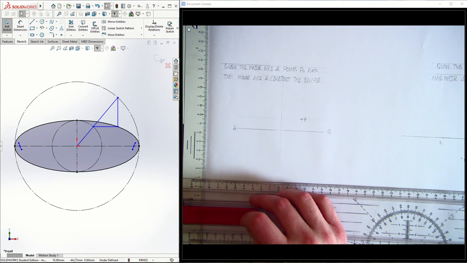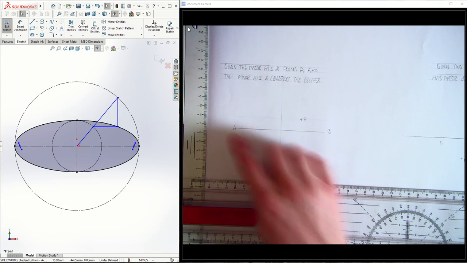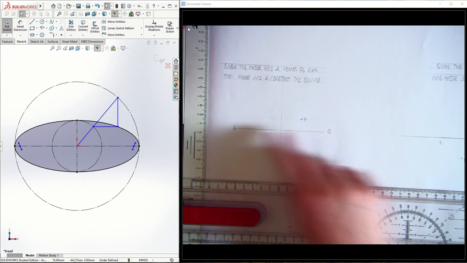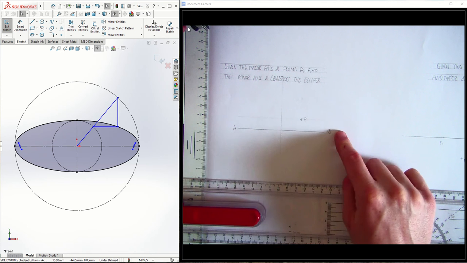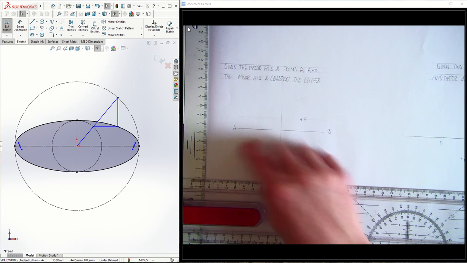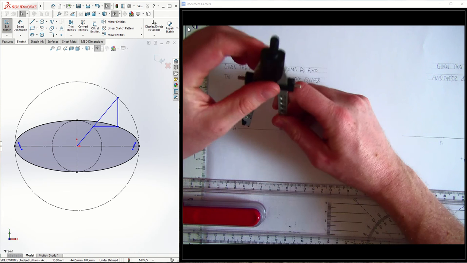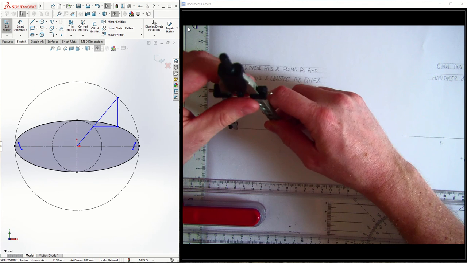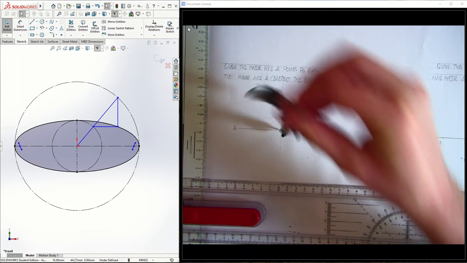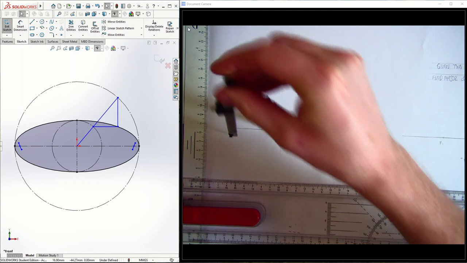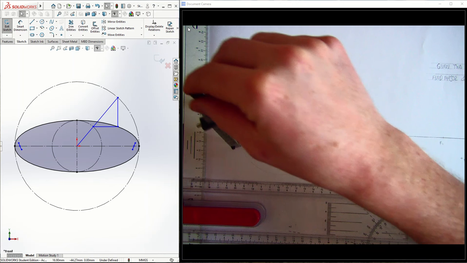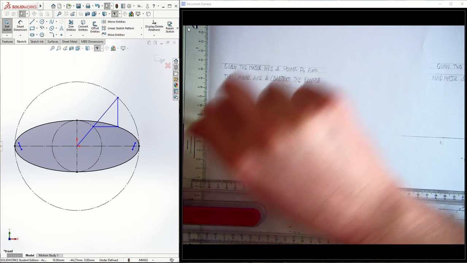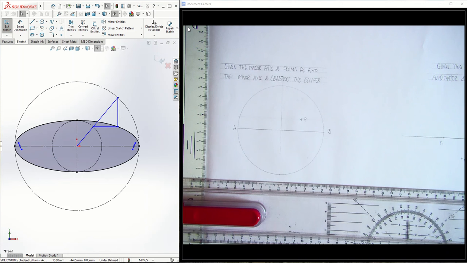So what do we have here as a start? We have the major axis, the line AB. We have the center of my major axis, which is this point. So if I have my major axis and my center point, that means I can draw in my major circle. I'll get my compass, set it to half the length of the major axis, and swing my circle around. So that's my major axis and major circle complete.